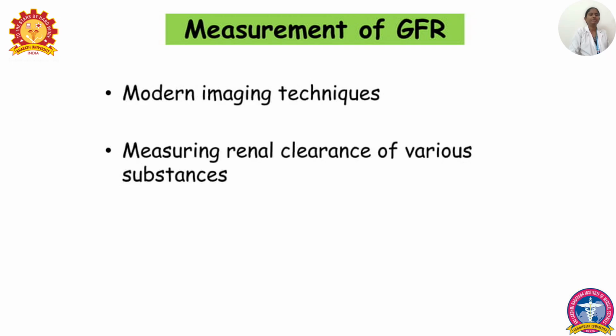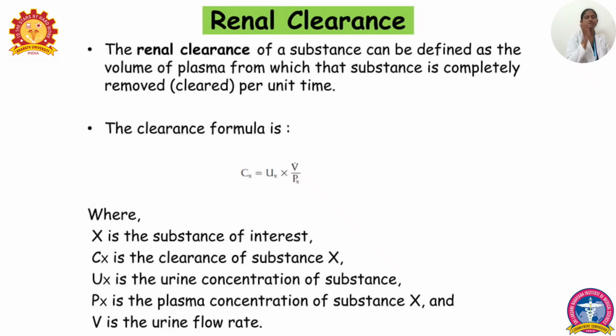So GFR can be measured by many modern imaging techniques nowadays, and it can also be measured by the old gold standard methods like the renal clearance test using various substances. It can be exogenous or endogenous substances. Renal clearance is nothing but the volume of plasma from which the substance is completely cleared per unit time. The formula used for calculating this renal clearance is C equals UV by P.